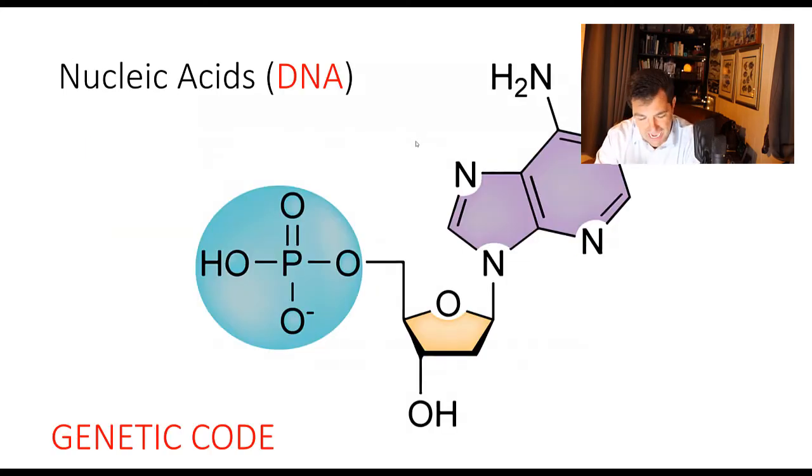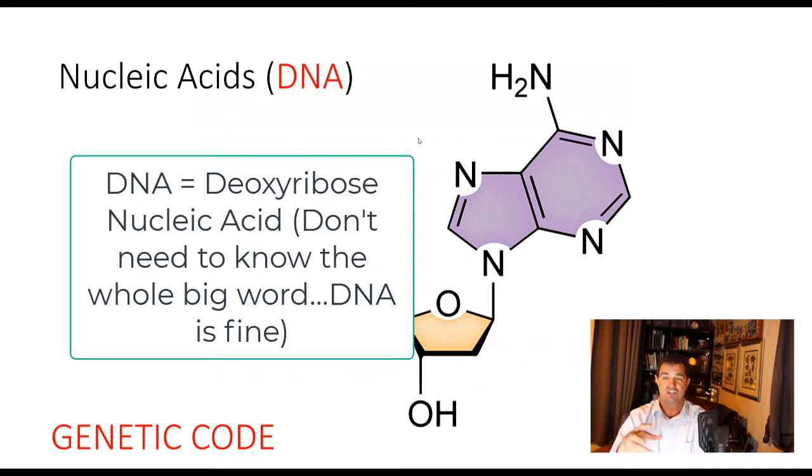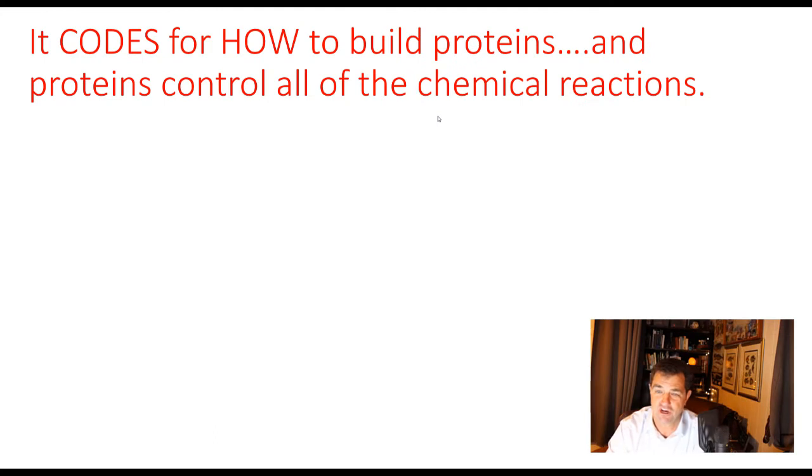So the last one, and we'll just briefly mention this here, is nucleic acids. Nucleic acids, you can just think of as one example of those, include DNA. DNA is the genetic code. And why is that important? What does the genetic code do?